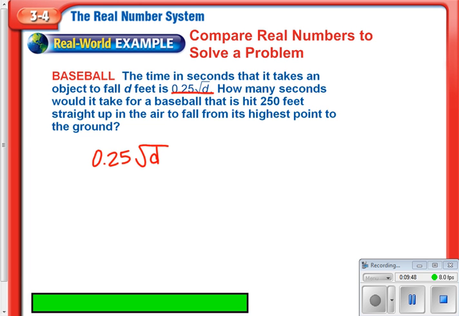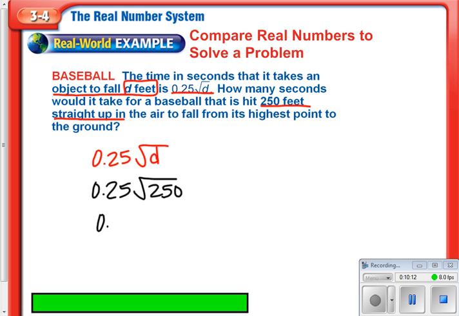But we need to go ahead and substitute in what we know. Well, this is for an object to fall d feet. Well, we know that the ball was hit 250 feet straight up in the air. So once it reaches that maximum point of 250 feet, it begins to descend. So we have square root 250. 250 is that height. Go ahead and figure out what this would be.